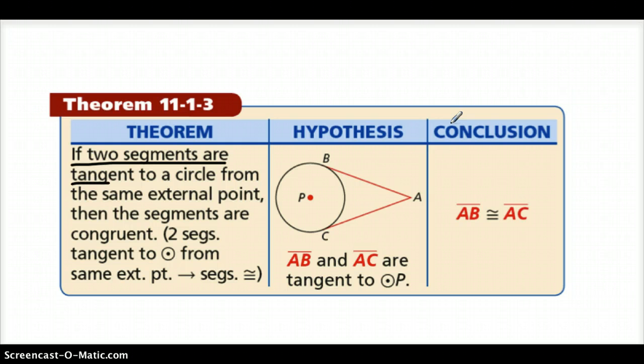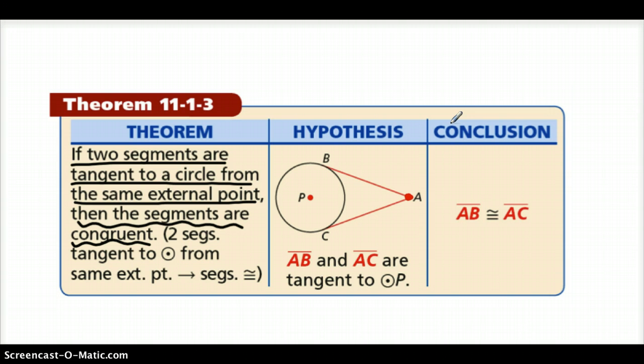If two segments are tangent to a circle from the same external point, then the segments are congruent, okay? So let's take a look at this. It says two segments are tangent to a circle from the same external point, okay? So this external point that they're talking about, external meaning outside of the circle, this external point is A.